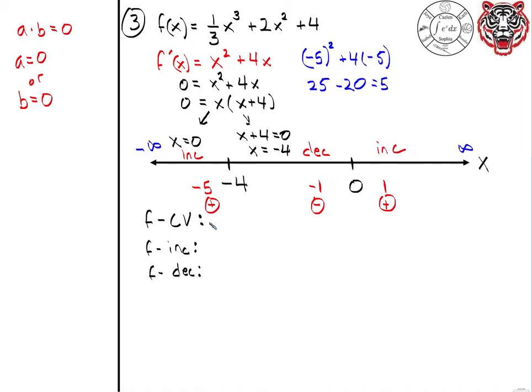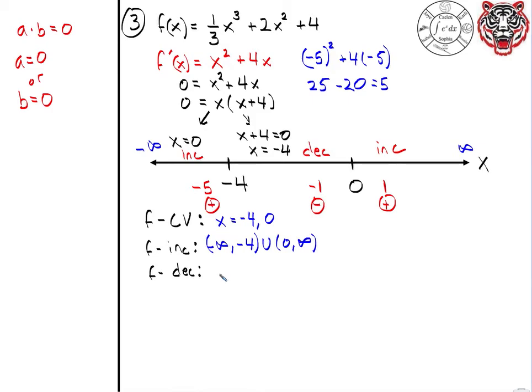All right, so now we need to answer these questions. Where is the critical value of our function? -4 and 0. So it's x equals -4 and 0. Where's f increasing? Infinity to -4. Careful there. -infinity to -4. And 0 to infinity, exactly.